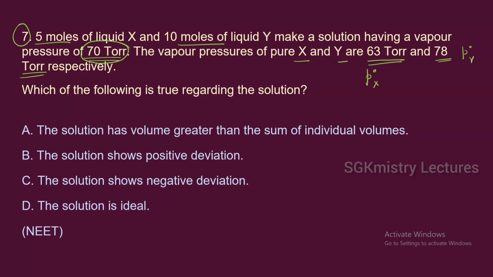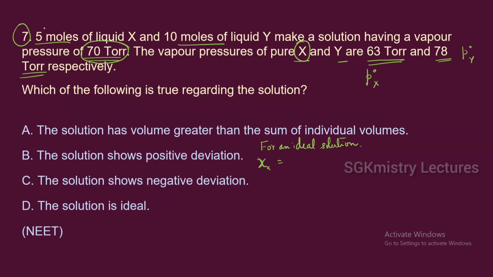We need to find out how the pressure under the ideal conditions and the observed conditions are related to each other. Now for an ideal solution, let us calculate the mole fraction of X. I take it as small letter x to avoid confusion with this X and the mole fraction. The mole fraction is the number of moles of that particular component divided by the total number of moles in the solution.